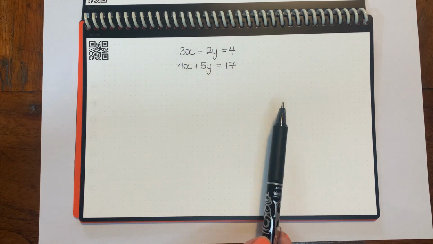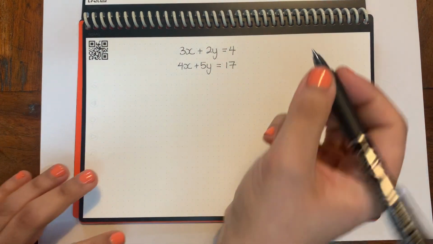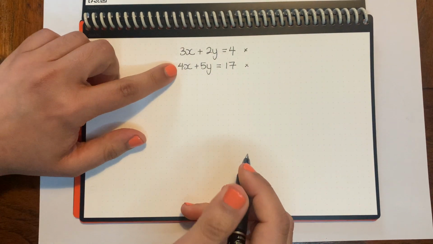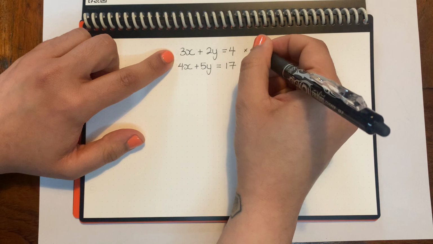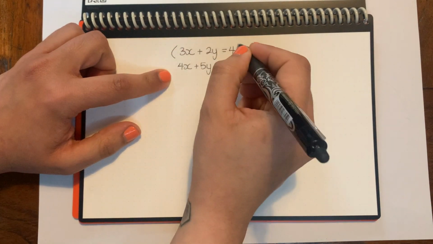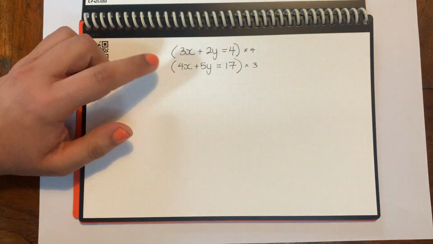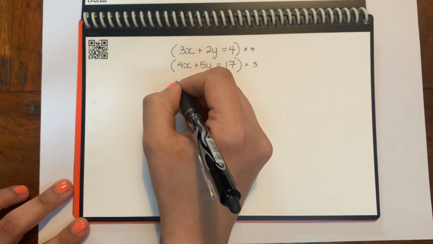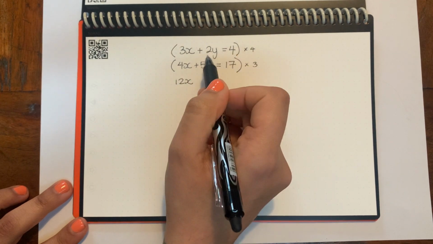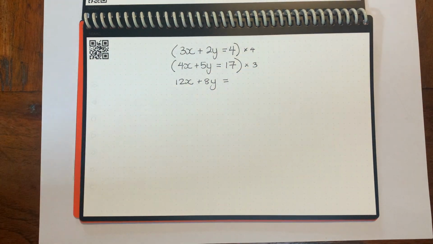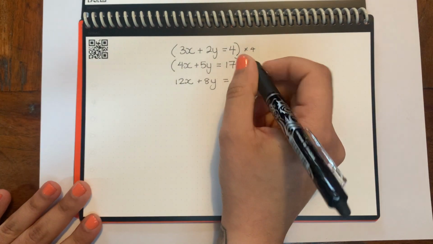So I'm going to decide to go for my x's, and I'm going to change them so that they are both 12x. So I'm going to multiply that by 4 and that by 3, and I've then got to do the same thing to the entire equation. So 3x times 4 is of course 12x, 2y times 4 is 8y, and this is often where I make silly mistakes, so just make sure that you're not making those silly mistakes yourself.